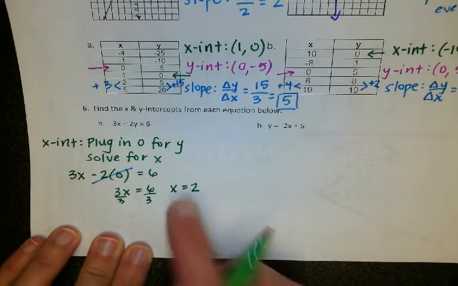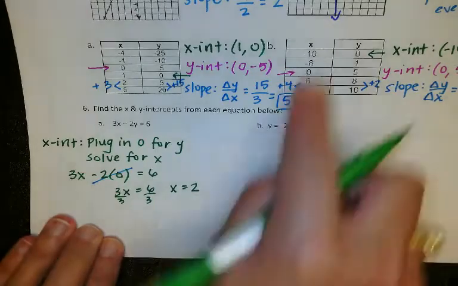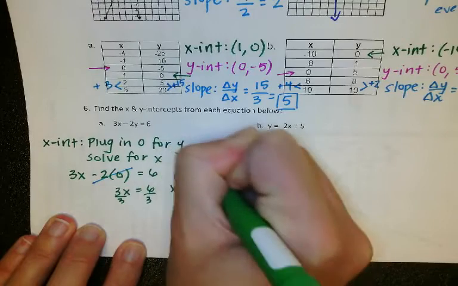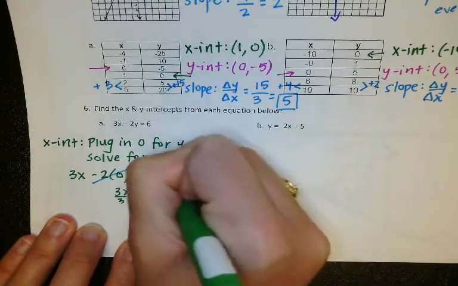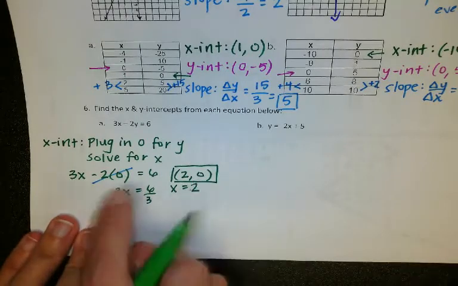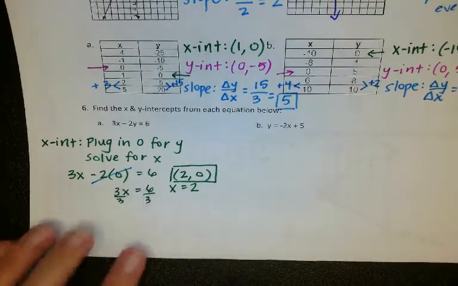And so the x-intercept, let's write it as an ordered pair just like we have above. The x-intercept is 2, 0. I know the y is 0 because that's true of every x-intercept, and we put 0 in y's place.